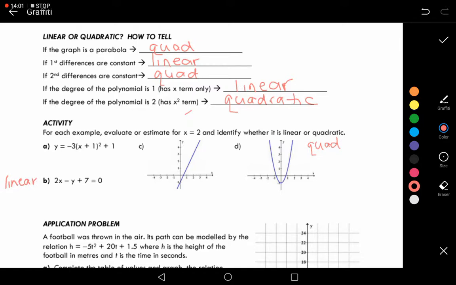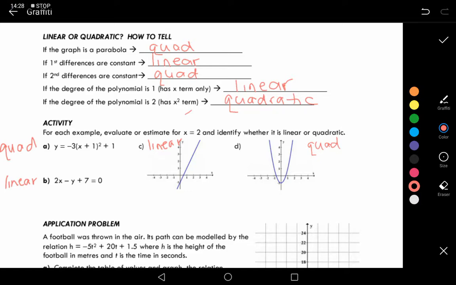And then if the degree of the polynomial is 2, so if it has that x squared term, I can see that A has that squared there, so this one must be quadratic. So I just have one left, and this one we defined on the other page. If we have a straight line, we know that it has to be linear. So we've dealt with this. We've identified whether they're linear or quadratic.